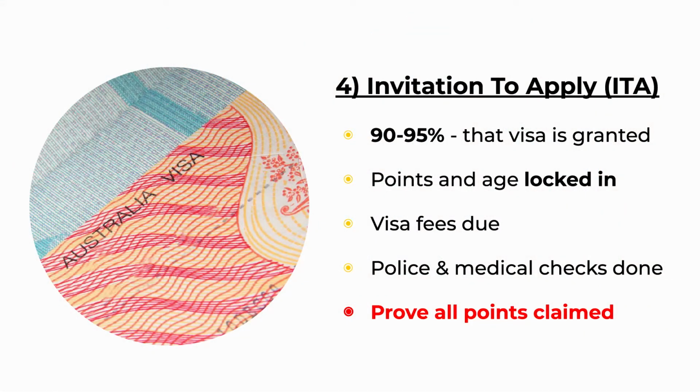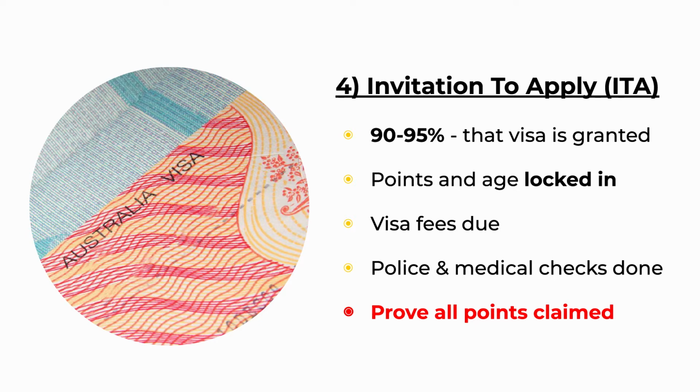At stage number 4, the invitation to apply stage, a couple of things happen. Your points are locked in. Your age is locked in. You're about 90 to 95% of the way through the entire visa process. A couple of very important steps need to be taken here before your visa is granted. Number 1, you have to get a police clearance for anywhere you've lived for more than 12 months in the last 10 years. Number 2, you have to go for a medical checkup. They're looking for serious illnesses only, things like HIV, cancer, AIDS, and so on.